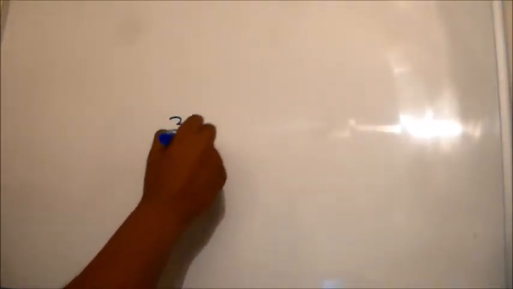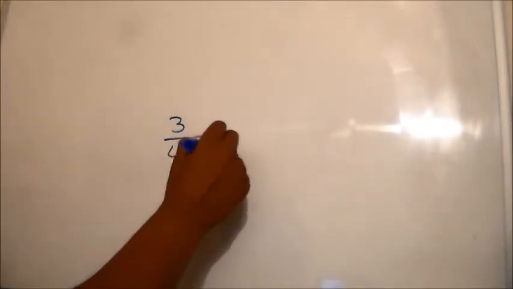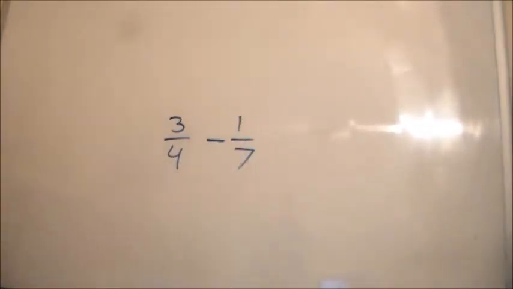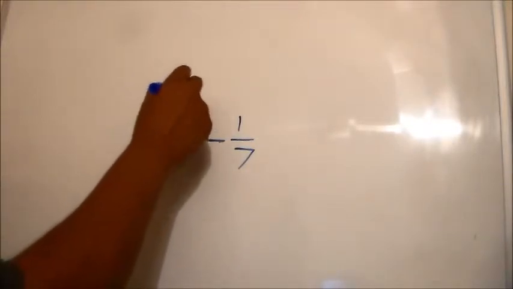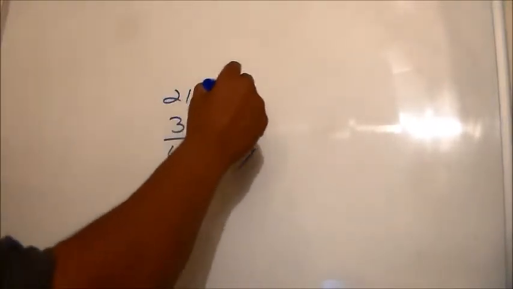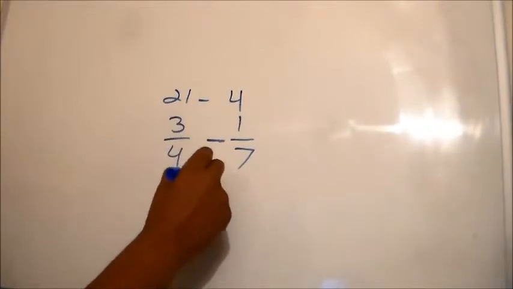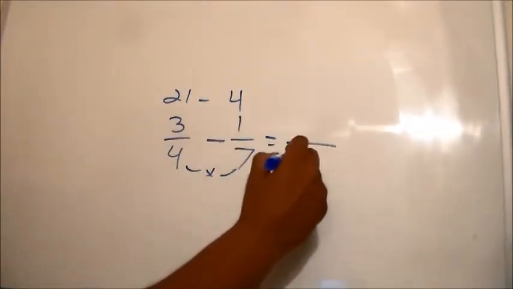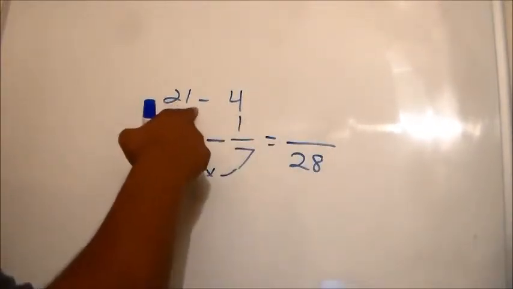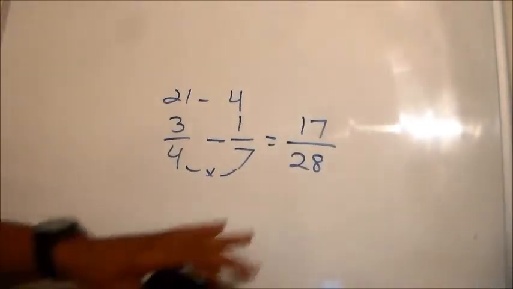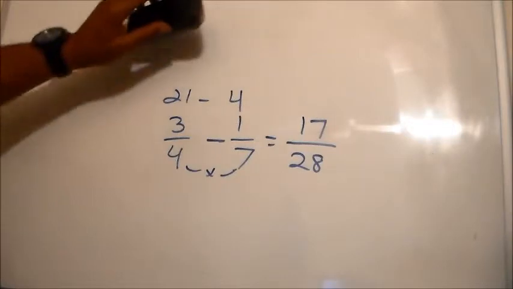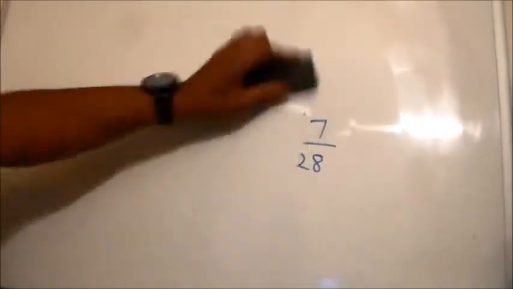Three fourths minus 1/7. 7 times 3 is 21, minus 4 times 1, which is 4. And then 4 times 7, our denominator is 28. 21 minus 4, 17. Can't be reduced anymore. That's our final answer.